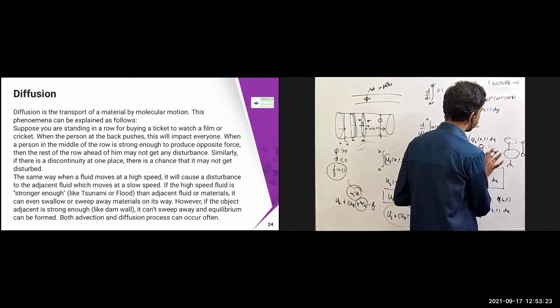Because already this is k ux, I'm just putting again the same thing, so k uxx is there. The k square is some constant I can use in the place of minus k. So if f equals 0, then you are going to get the general diffusion equation.